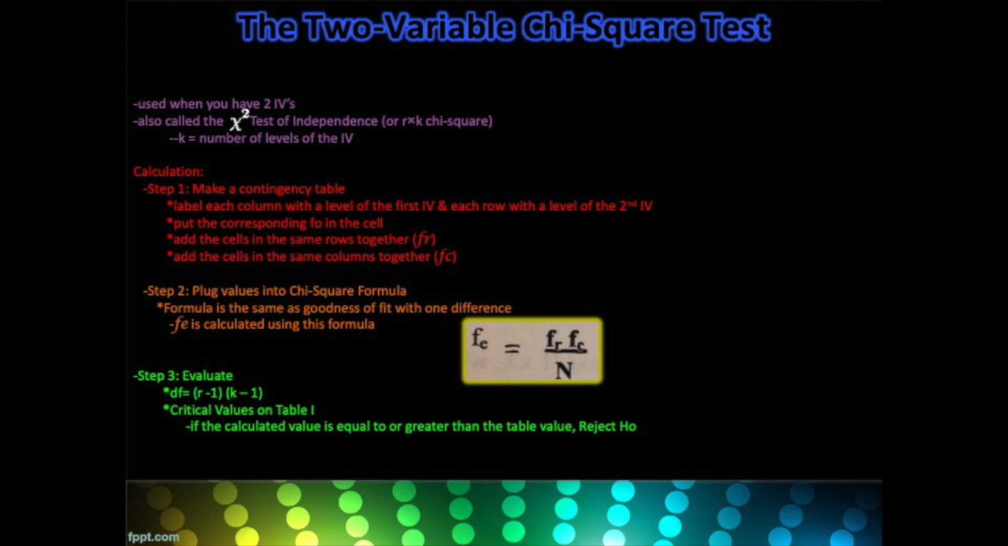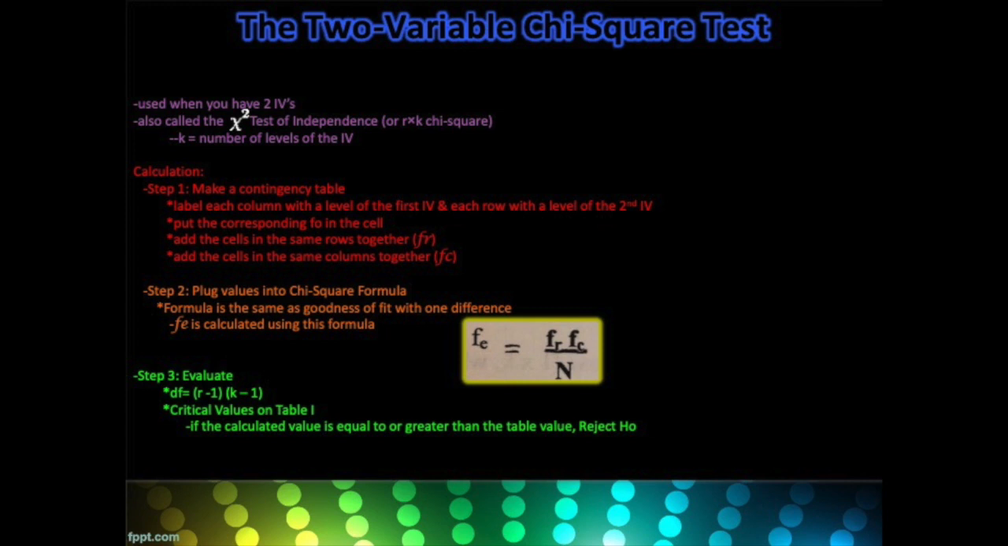And then you're going to get your chi-square test statistic, or your value, and you're going to have to compare that to the crit values that you get on table I. On table I, when you're doing a two-variable chi-square, the degrees of freedom calculation are a little bit different than a one-variable chi-square. In a two-variable chi-square, you calculate your degrees of freedom by multiplying the number of rows you have minus 1 by the number of columns you have minus 1.